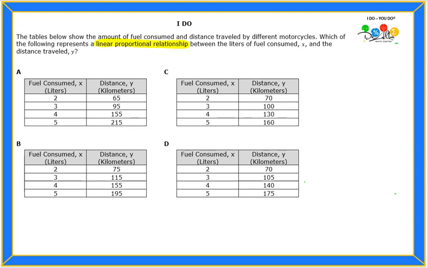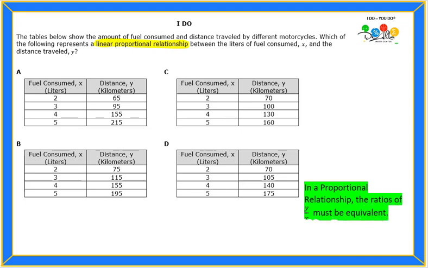So let's remember what a proportion is. We know that if it was a graph, a proportional relationship should go through the origin, right? But what about a table? How can I decide if a table shows proportional or not? Anybody remember what we do? Yes, we're supposed to divide the y over the x. Very good. So we said that in a proportional relationship, the ratios of y over x must be equivalent. So yes, we need to divide the y over the x. Okay, let's start with the first one.